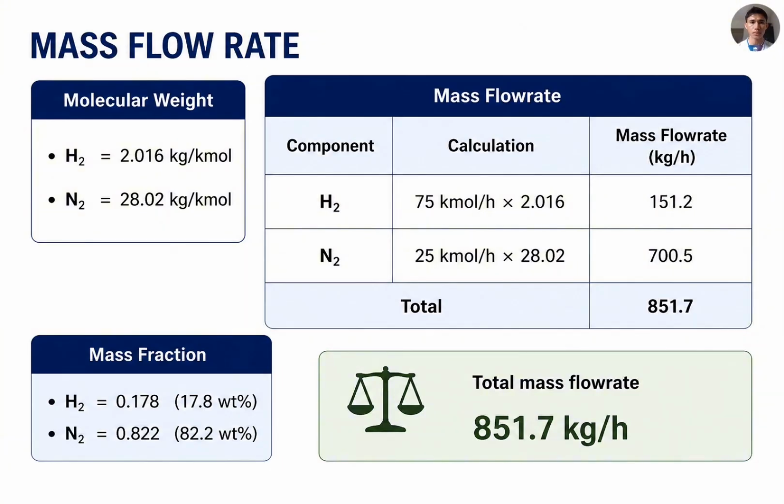Next is the mass flow rate calculation. Using the molecular weights of hydrogen and nitrogen, we calculate the mass flow rate of each component. Hydrogen contributes approximately 151.2 kilograms per hour, while nitrogen contributes about 700.5 kilograms per hour. Adding both together gives a total mass flow rate of approximately 851.7 kilograms per hour. This value is conserved because there is no reaction occurring in the compressor.